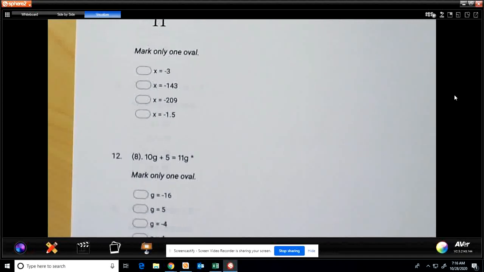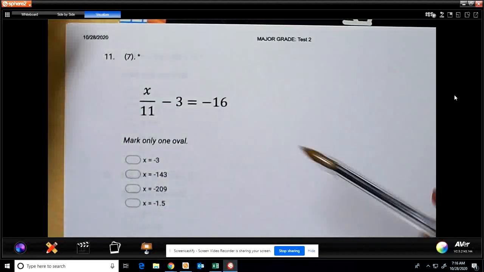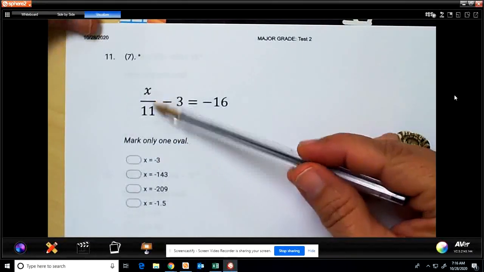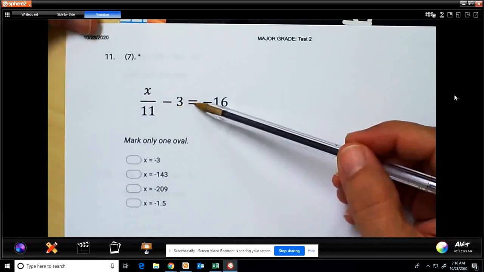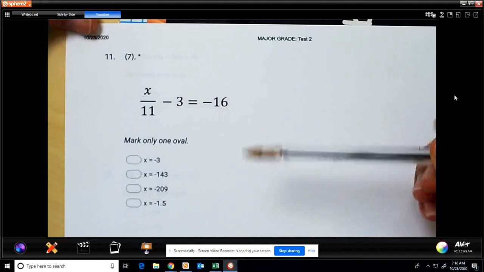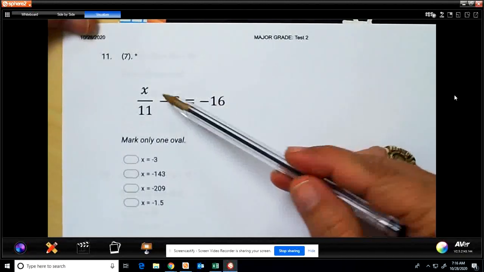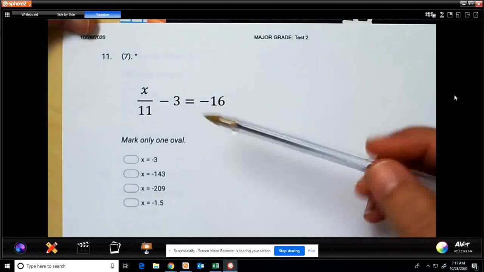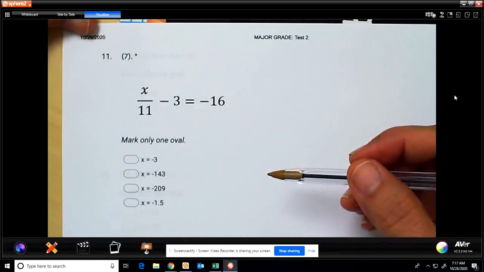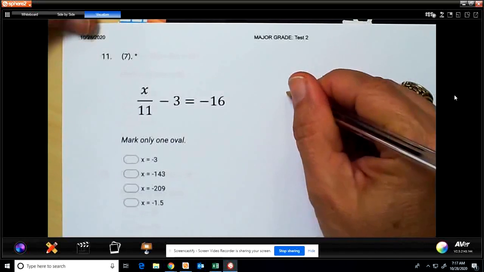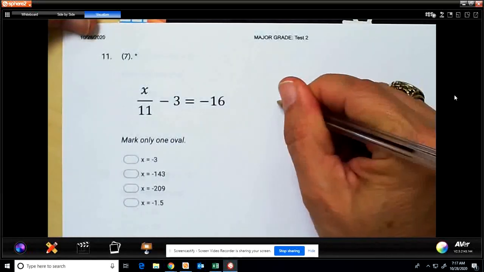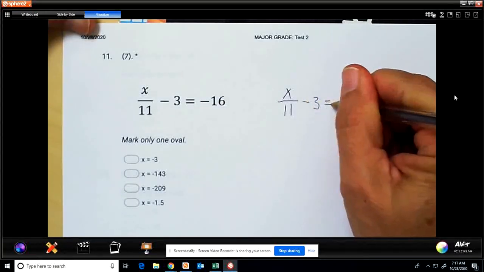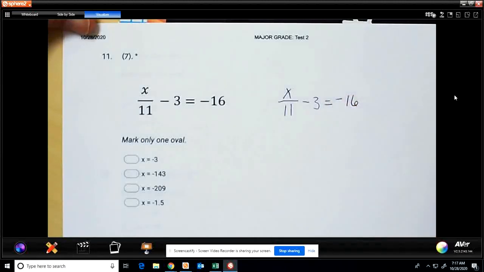Number 11, which is problem number 7. We have x divided by 11 minus 3 equals negative 16. Remember, I would just come over here and rewrite it. X over 11 minus 3 equals negative 16.